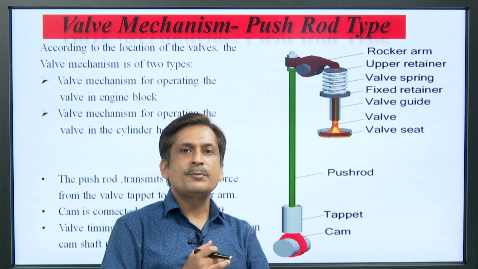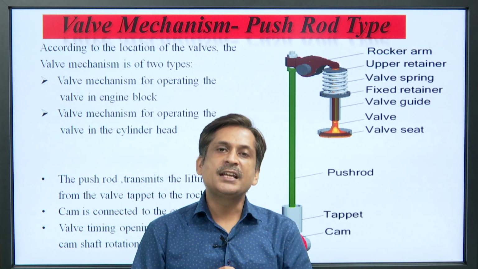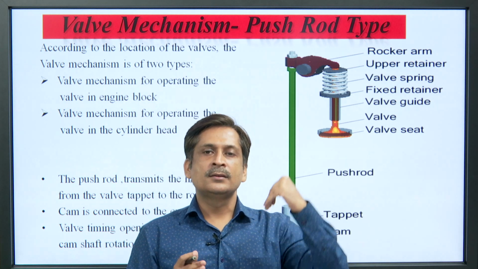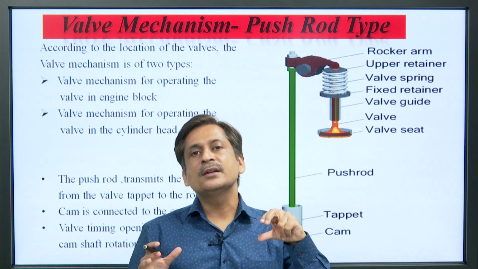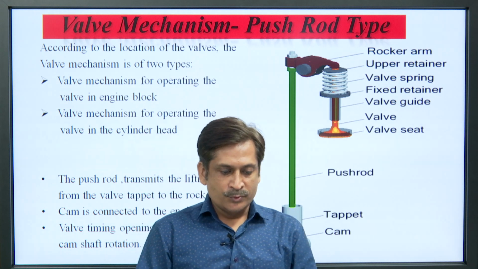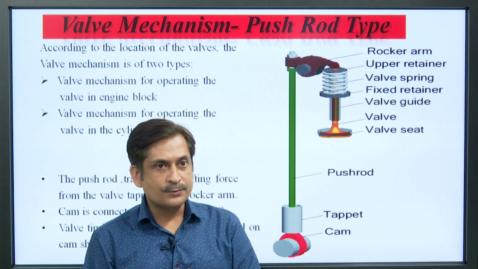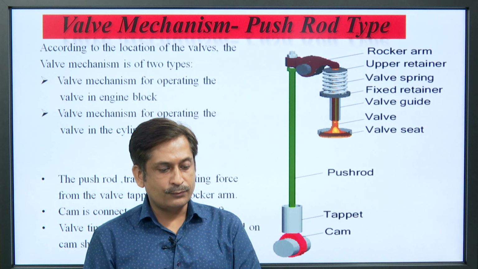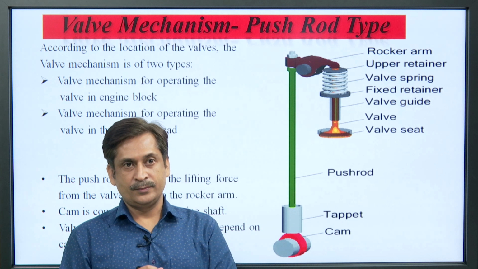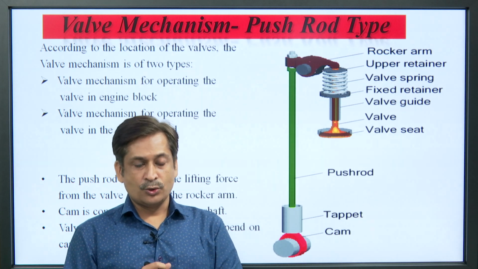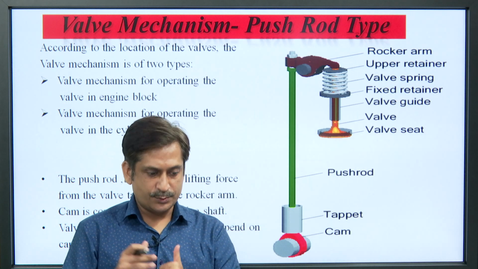Now, the valve mechanism is nothing but the mechanism with the help of which we are able to operate the inlet valve and exhaust valve. It is very important to open and close the valve on time. According to the location of the valves, the valve mechanism is of two types: valve mechanism for operating the valve in the engine block and valve mechanism for operating the valve in the cylinder head. As per our need we use that mechanism.